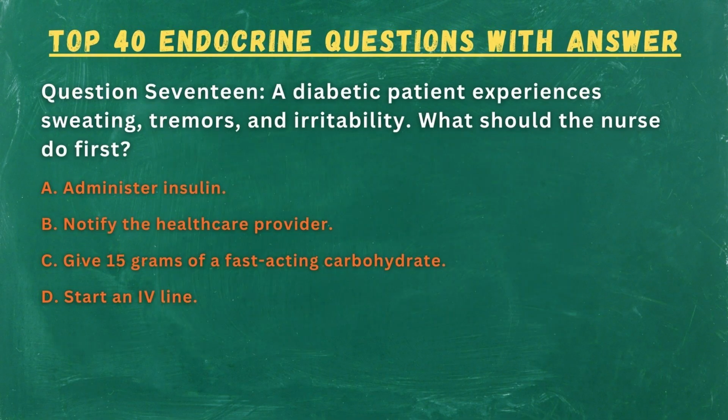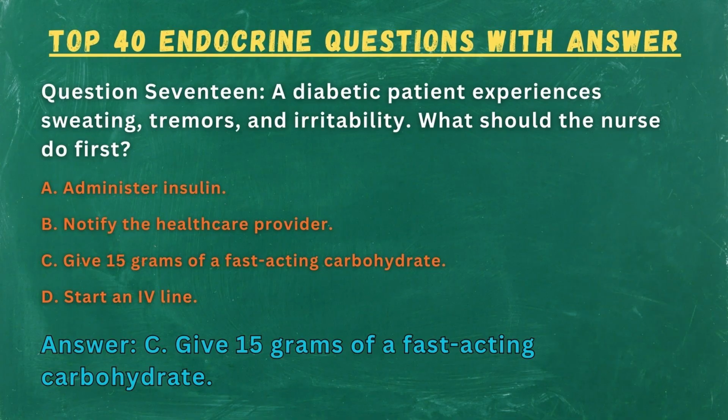Question 17. A diabetic patient experiences sweating, tremors, and irritability. What should the nurse do first? A. Administer insulin. B. Notify the healthcare provider. C. Give 15 grams of a fast-acting carbohydrate. D. Start an IV line. Answer: C. Give 15 grams of a fast-acting carbohydrate.